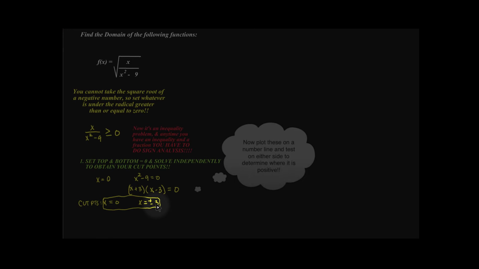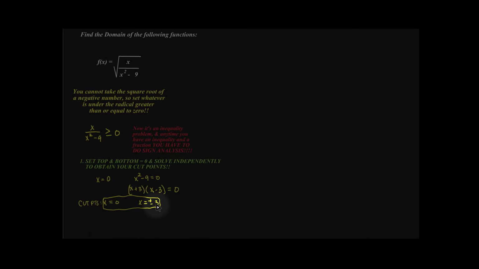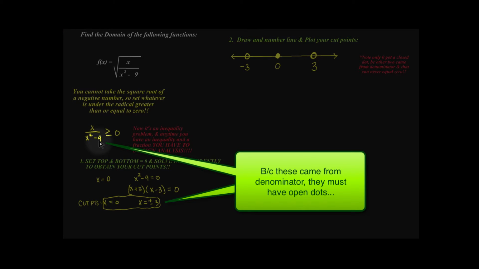The next step is to draw a number line and plot your cut points. And here I want you to take note that some of them have open dots and some of them have closed dots. Why is that? The reason is that 0 came from the numerator, and it's okay if we equal 0 in the numerator. But the 3 and the negative 3 came from the denominator, and we can never equal 0 in the denominator. So therefore they get open dots.